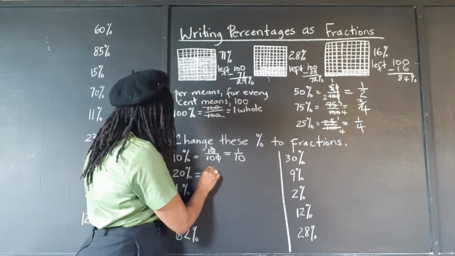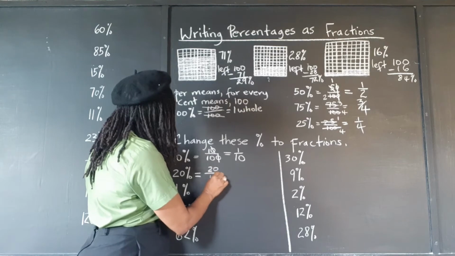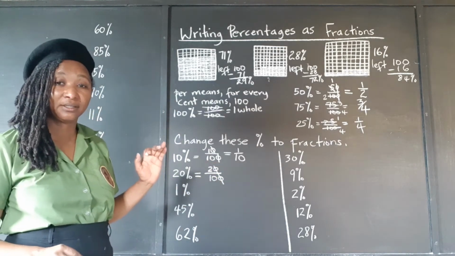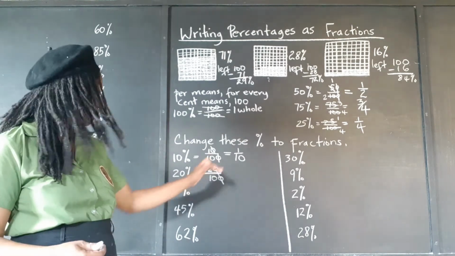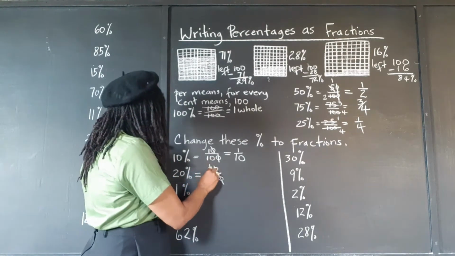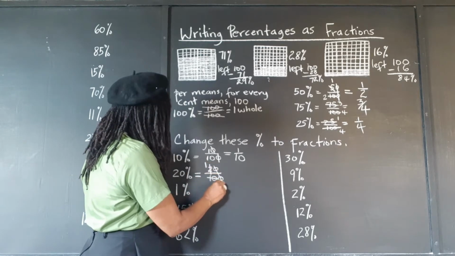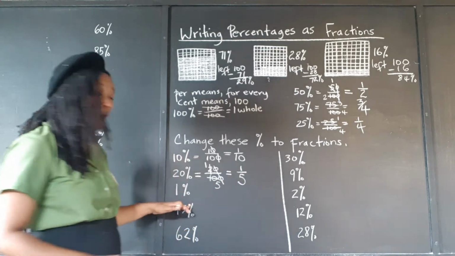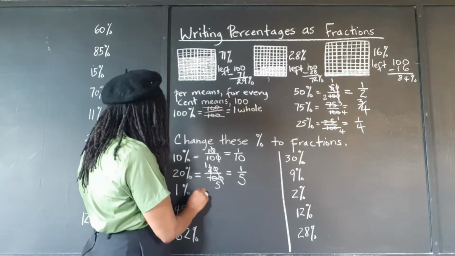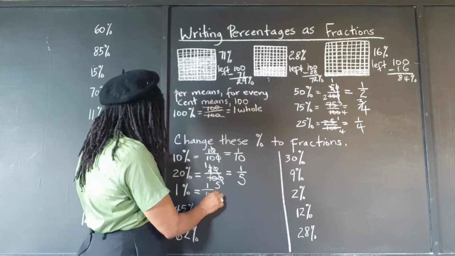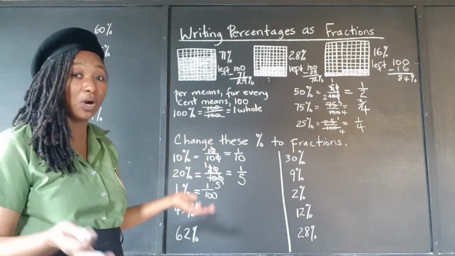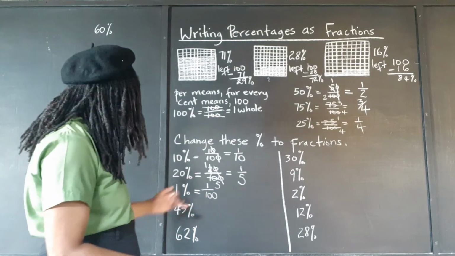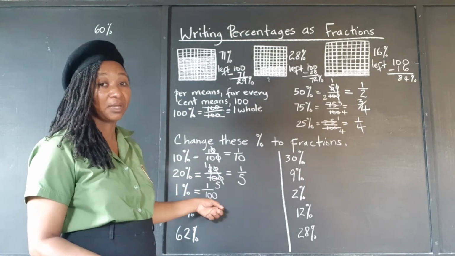20%, percent means out of 100. So it's 20 out of 100. Those two zeros cancel, reduce, divide by 10. 2 into itself, 1, 2 into 10, 5. So 20% is 1/5. 1%. 1% is simply 1 over 100 and it cannot be reduced. Divide it by 1, you're going to get the same 1 over 100. So that's as simple as it's going to get.